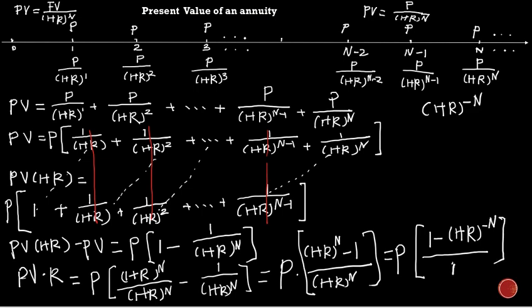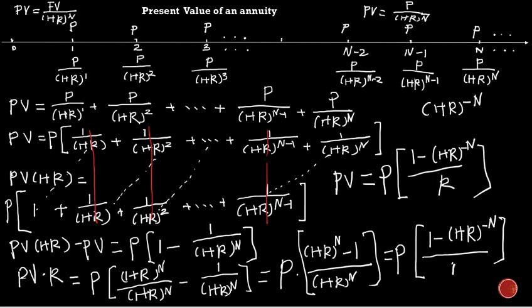But for this equation, we eliminate R by dividing both sides by R. So we have PV equal to P, and we put R in here: 1 minus 1 plus R to the minus n, over R. So we got the present value of annuity formula.